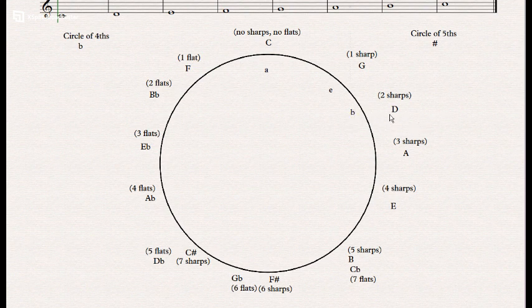So D is the major scale, B is the relative minor because they use the same notes, and they both have the same two sharps. The same two notes are sharp in both scales. And if I go from B, so I would have B, C, D, E, and F sharp.